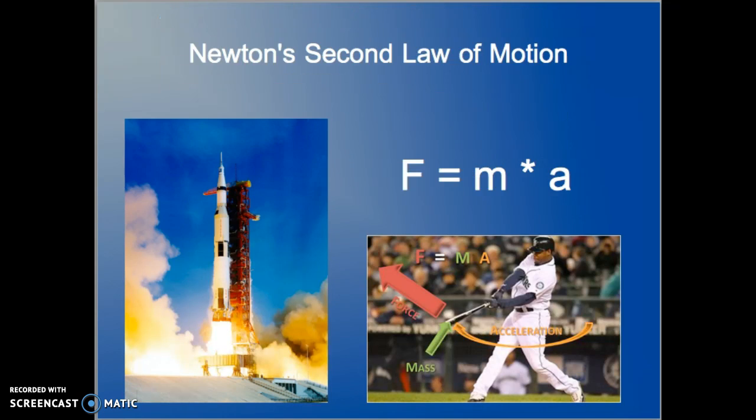And what we've been working toward with our motion, speed, and acceleration is to get to Newton's second law of motion. I'm sure some of you have seen or heard this equation before, F equals ma. So that means force equals mass times acceleration. Now, this equation is responsible for everything from rocket launches to the swing of a baseball bat, as you can see in these pictures. And we're going to spend a lot of time going over this.